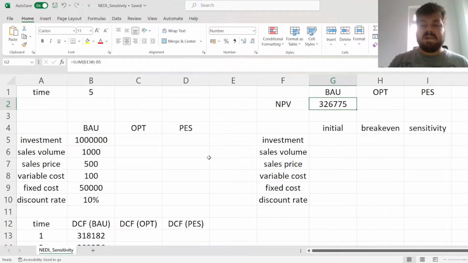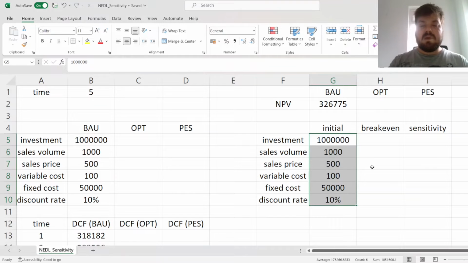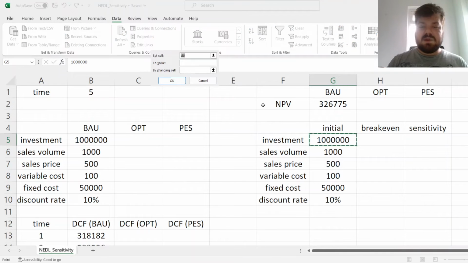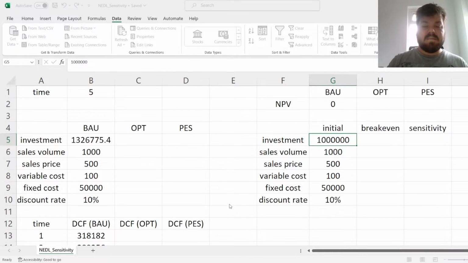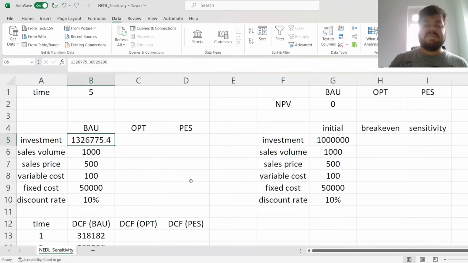However, if we want to evaluate its resilience, we can perform sensitivity analysis. For that, let's copy the initial assumptions across here and then use goal seek to vary each of those assumptions one at a time to see how sensitive is the project to relative changes in each of those assumptions. So first of all, for the investment amount, let's go data, what-if analysis, goal seek, set our NPV to 0 by changing the investment amount. And we can see that investment can increase to over 1.3 million before our project becomes unprofitable.